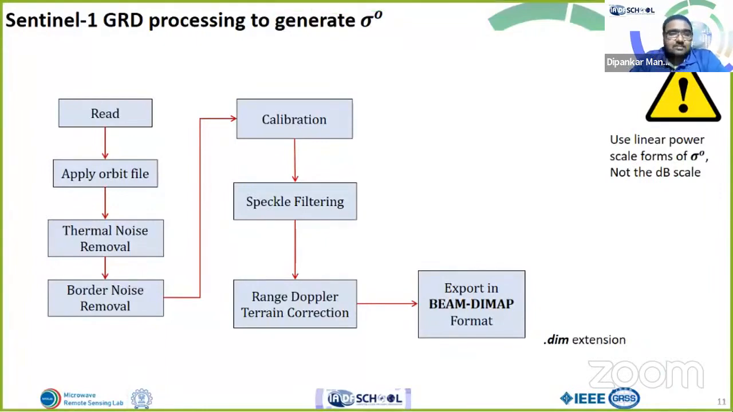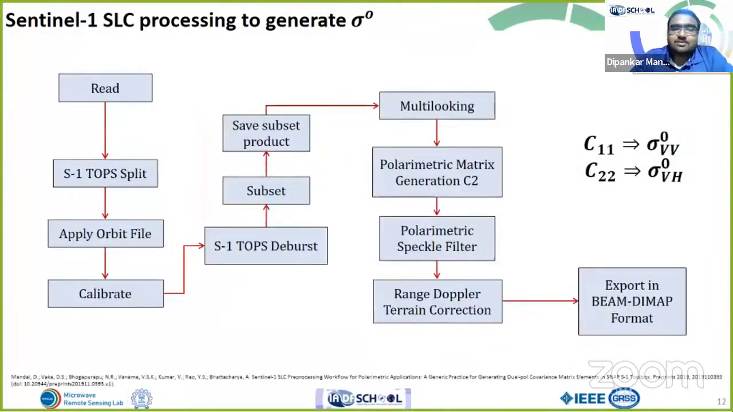But in the case of SLC single look complex data processing, the pipeline is a little bit different because we have to split the TOPSAR mode, and then apply the orbit file. And one of the important steps is S1 TOPS deburst, which is important to merge the bursts into a single image file. Each burst is actually one SLC product. Then we subset the product based on your requirement, followed by multi-looking and the polarimetric matrix generation step. These are very common steps we use for polarimetric analysis in SNAP.